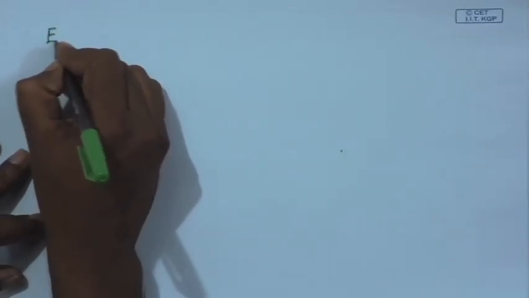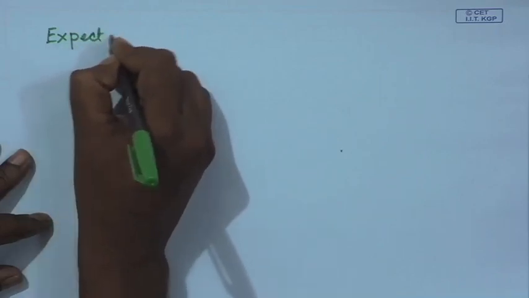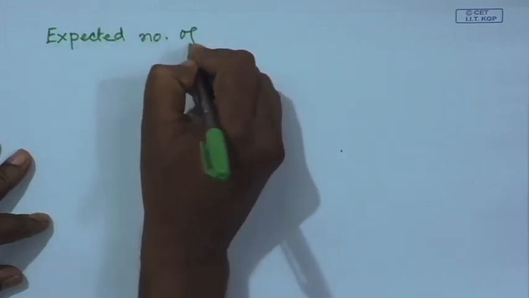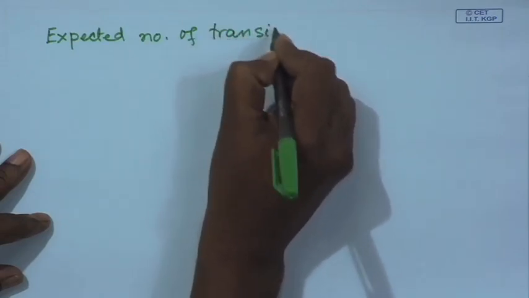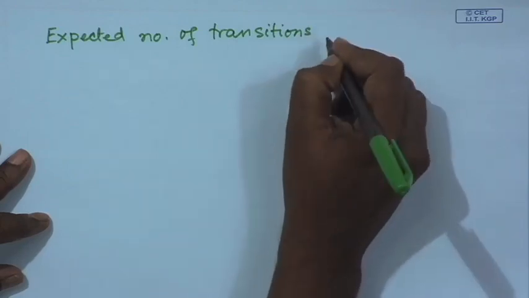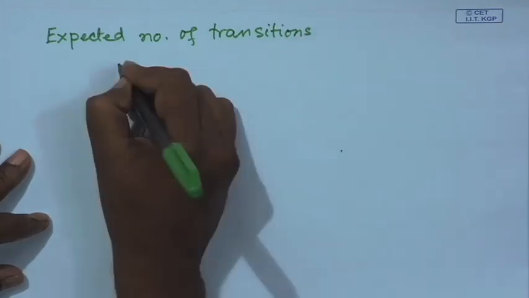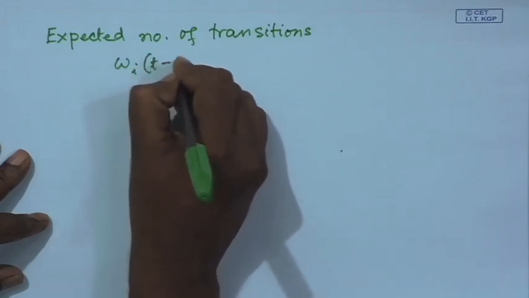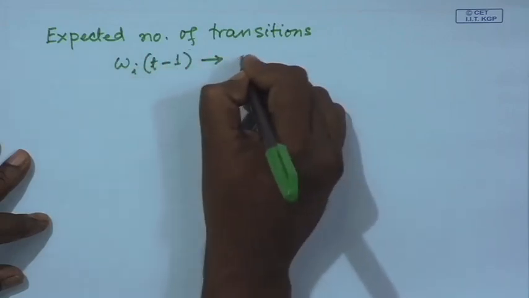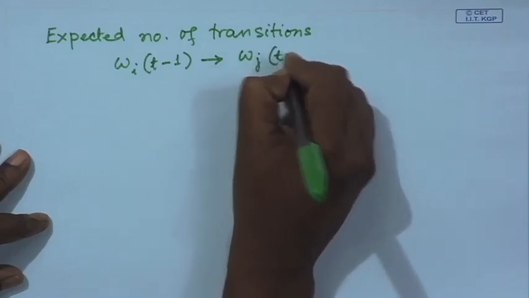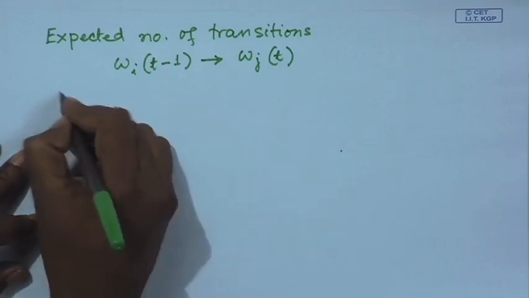You find that the expected number of transitions from omega i at time step t minus 1 to omega j at time step t, at any time in the sequence, is given by... So, I will write that: expected number of transitions from omega i in time step t minus 1 to omega j at time step t, at any time in the sequence.